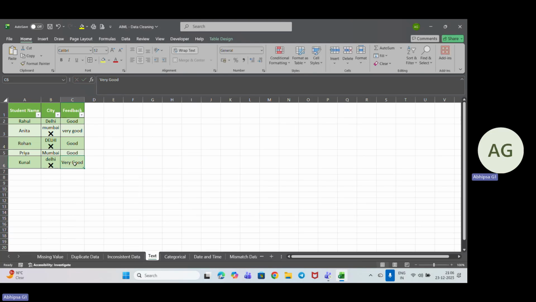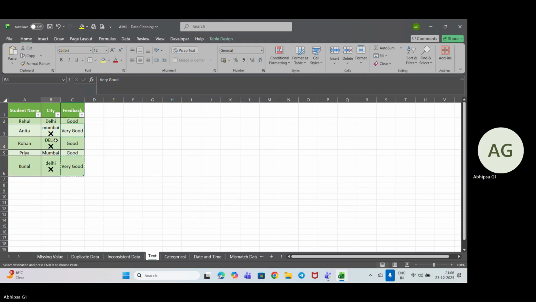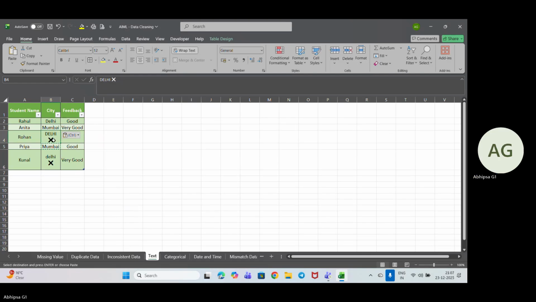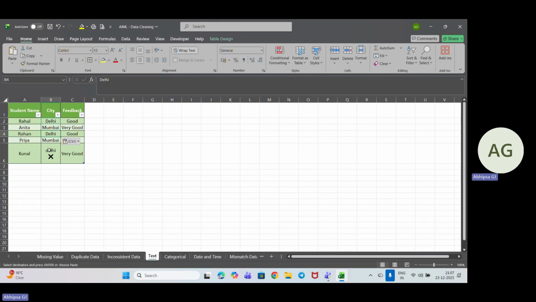Again, this very good, we will stick to one consistent form. So we'll take Control C and I'll put Control V. Right? So this will make it accordingly. Same going down to Delhi and Mumbai as well. So we'll just fix it and we'll take it this way as the standard, Control C, Control V, Control V. So now this is my clean data that we have figured out.